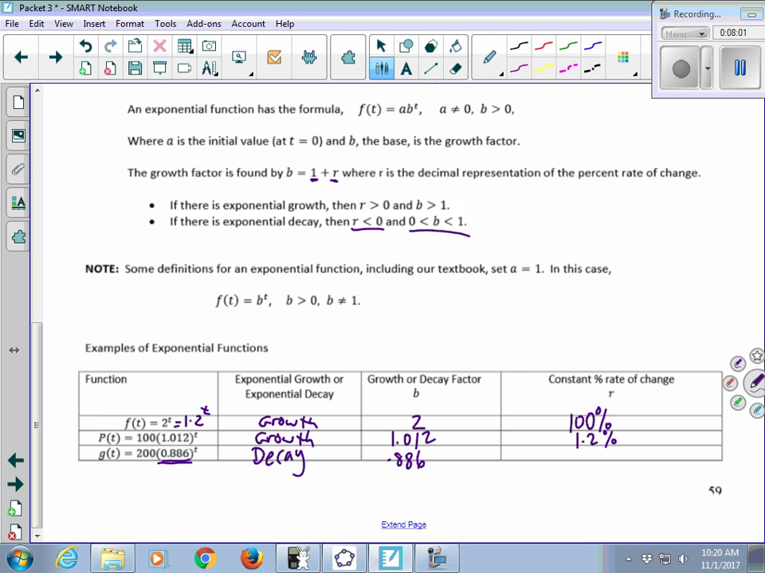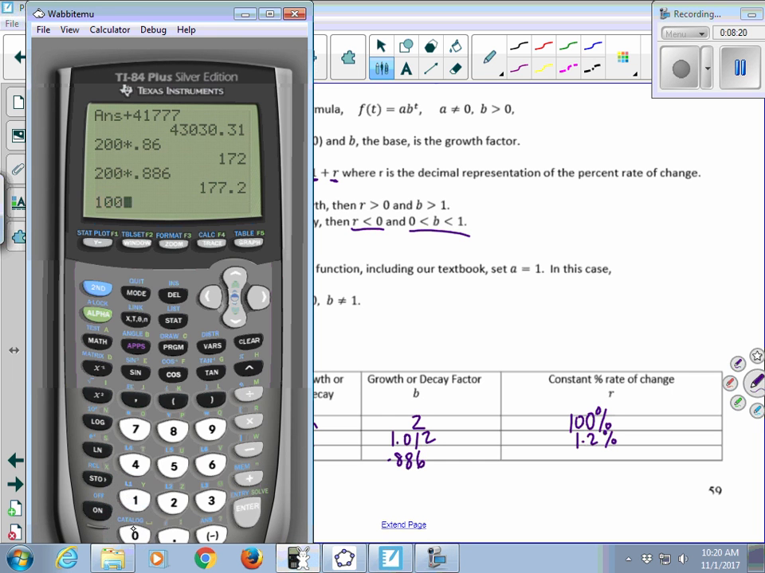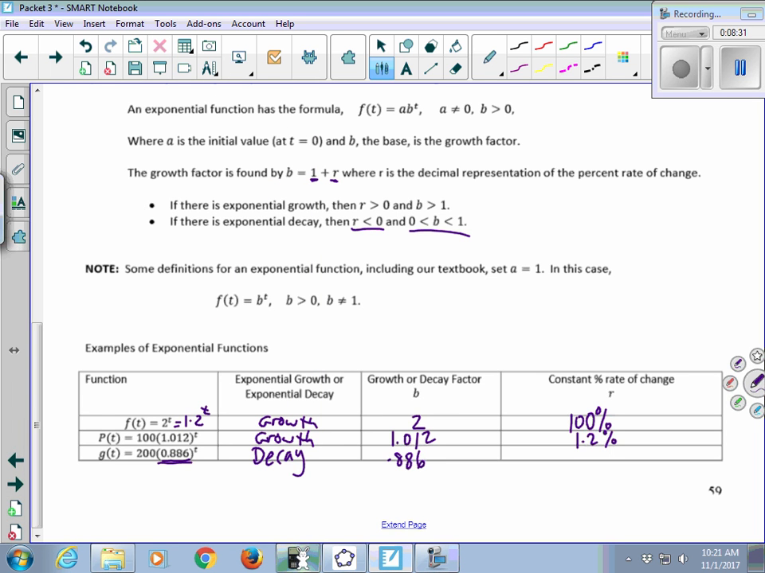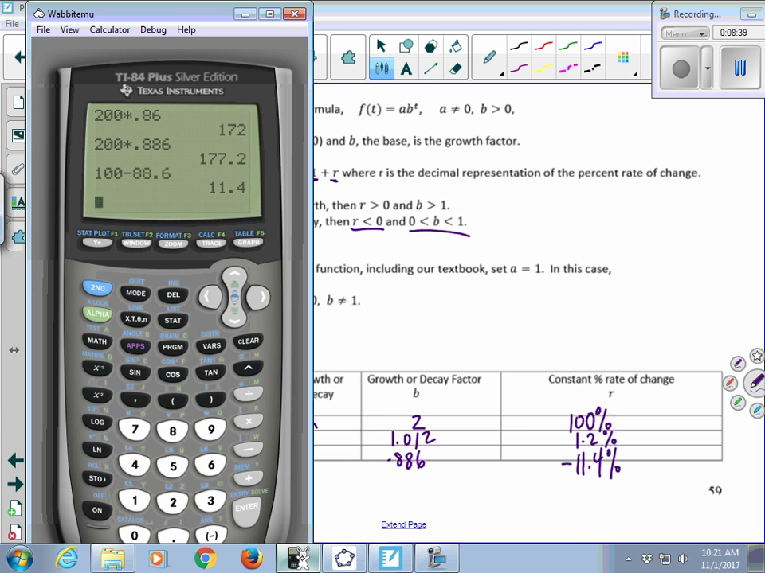And then if I think of that 0.886 as the amount of money I get to keep, right? I start with $200 and then I get to keep 88.6% of it. I'm multiplying by 88.6% and that's how much is in my account at the next step. So if I'm keeping 88.6%, that means that I'm losing 11.4% at each step. So my percent rate of change is negative 11.4%. Right? I'm decreasing by 11.4% at every step.